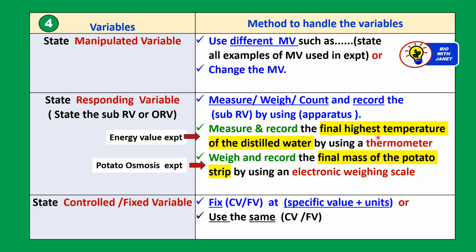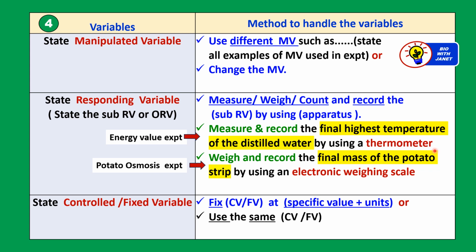Okay, for example, for energy value of food samples, measure and record the final highest temperature of the distilled water by using the apparatus, the thermometer. Now the textbook puts only final temperature, but I think it's better to put the highest temperature also, because in the procedure they have this word highest temperature, but in the table they just put final temperature. So measure and record the final highest temperature of the distilled water by using a thermometer.